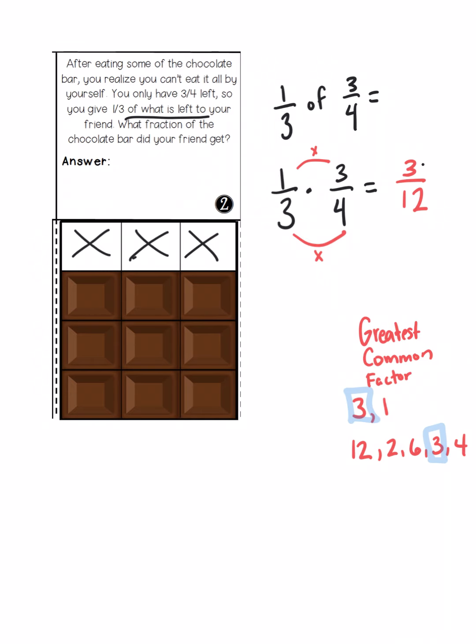So I'm going to divide both my numerator and my denominator by 3. 3 divided by 3 gives me 1, and 12 divided by 3 gives me 4. So this fraction, 3/12, is equivalent to 1/4. And 1/4 is the answer I need to put on my Google form because we always need to put our answers in simplest form if we can.